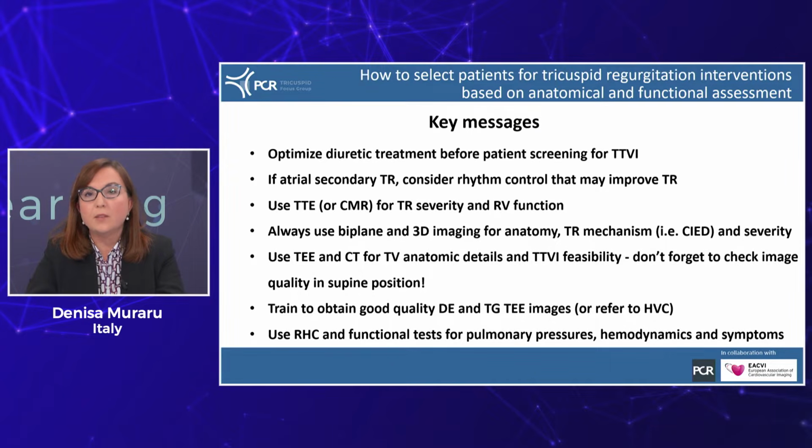And finally, don't forget to check the image quality in supine position, because it may be completely different than the images taken in the echo lab. And finally, we also need other parameters from the right heart catheterization and functional tests to make sure that the patient has indication and to exclude a severe pulmonary pressure and precapillary pulmonary hypertension.